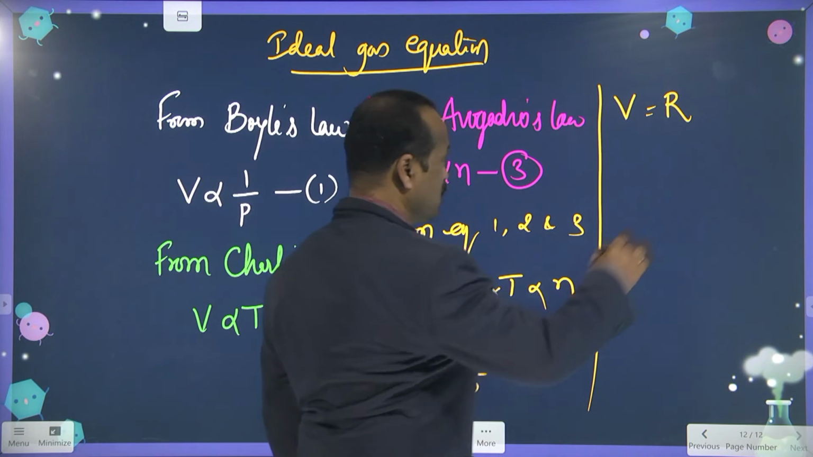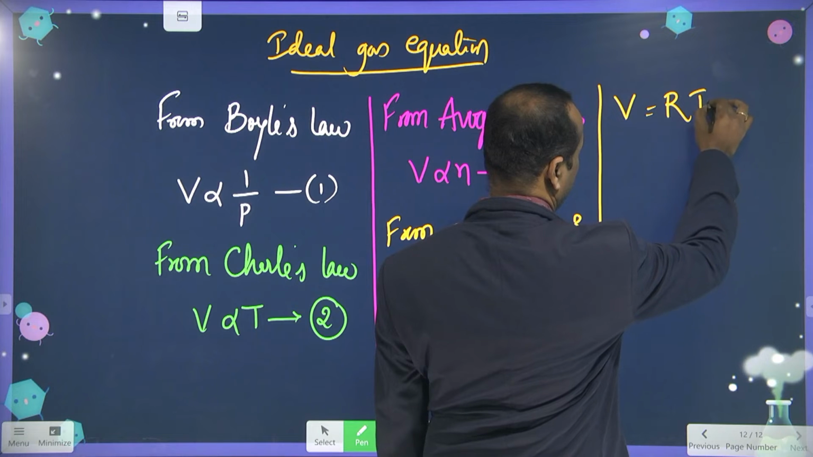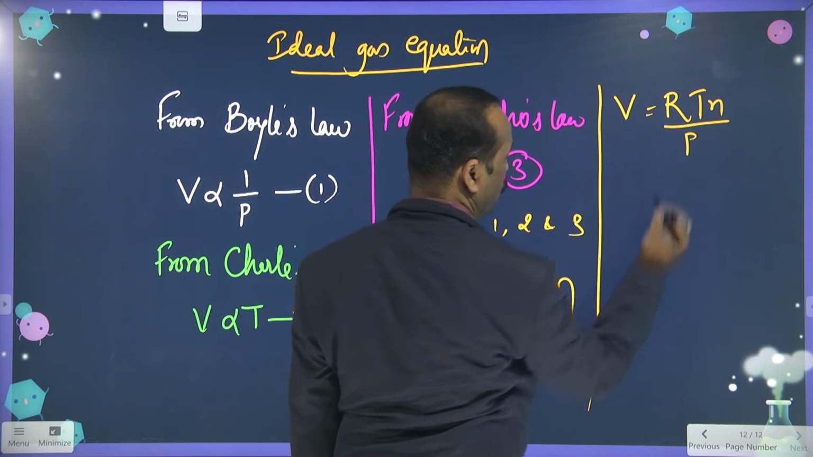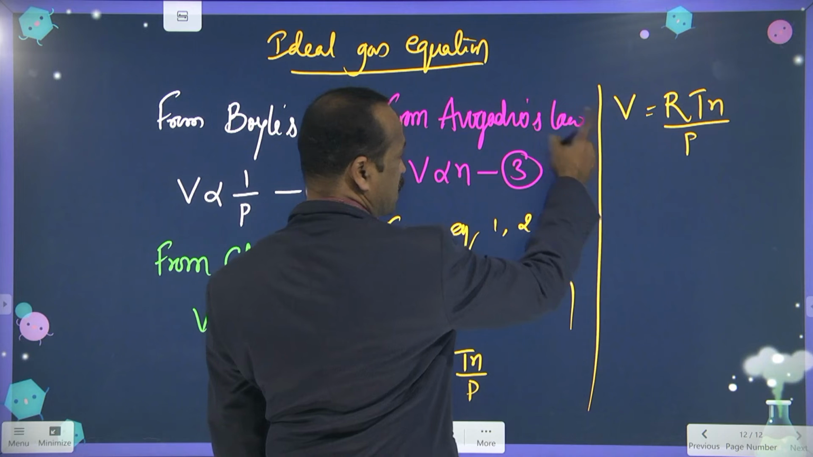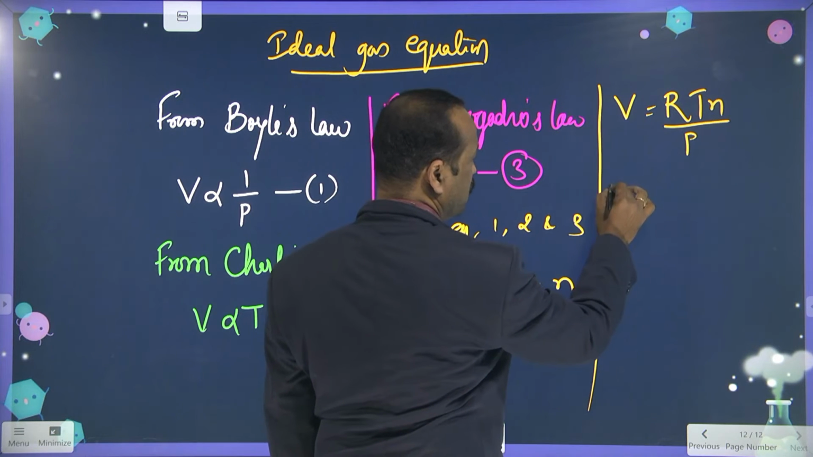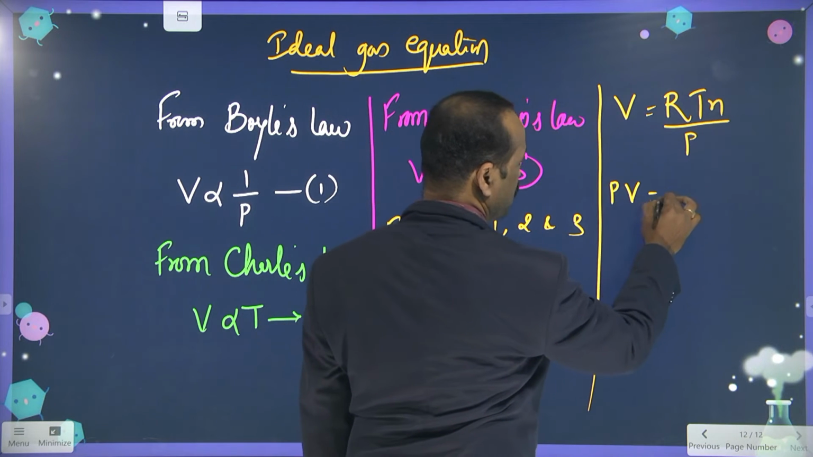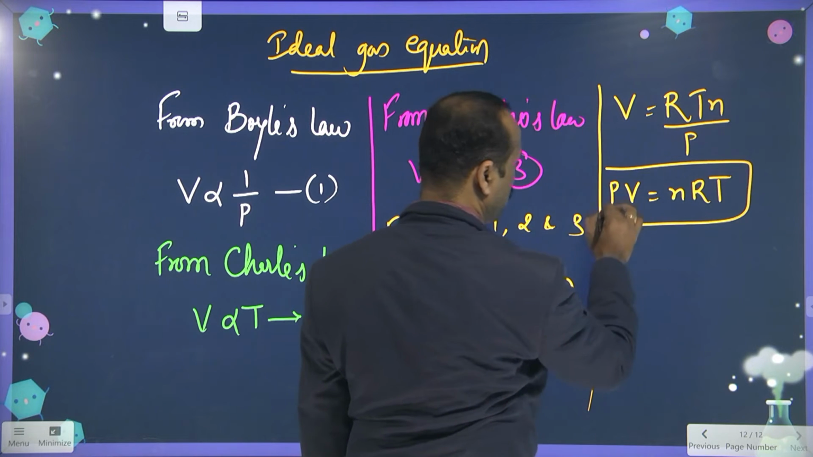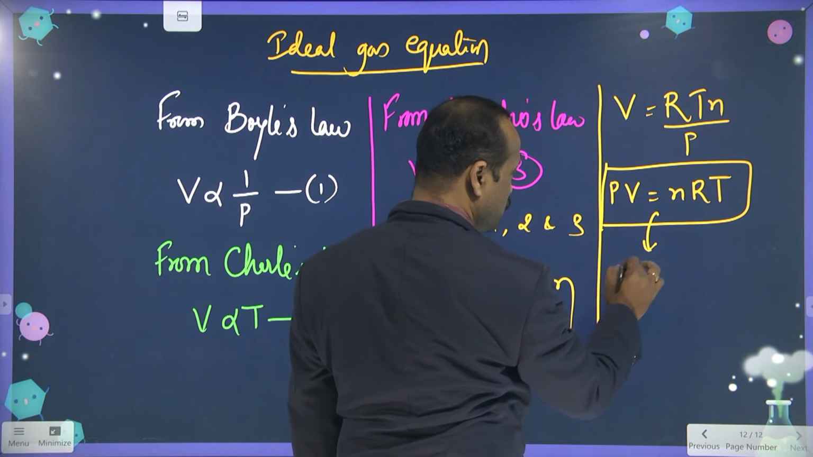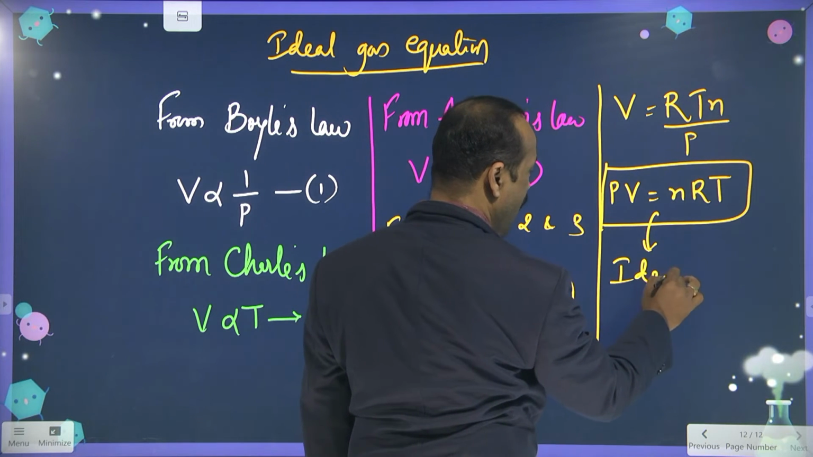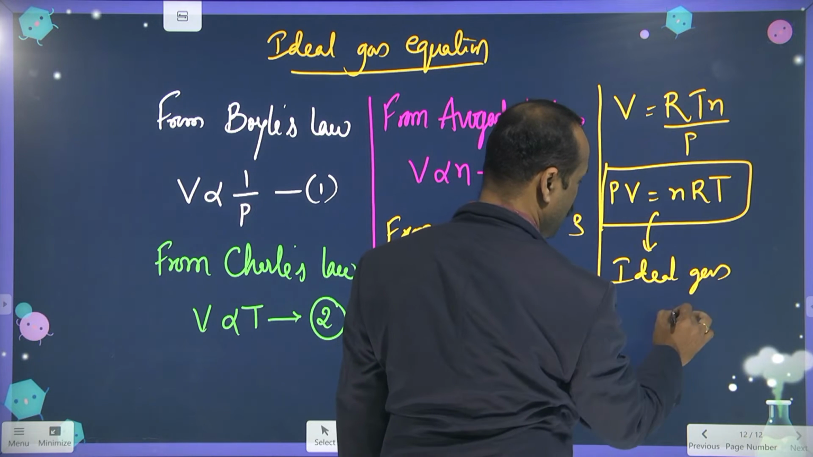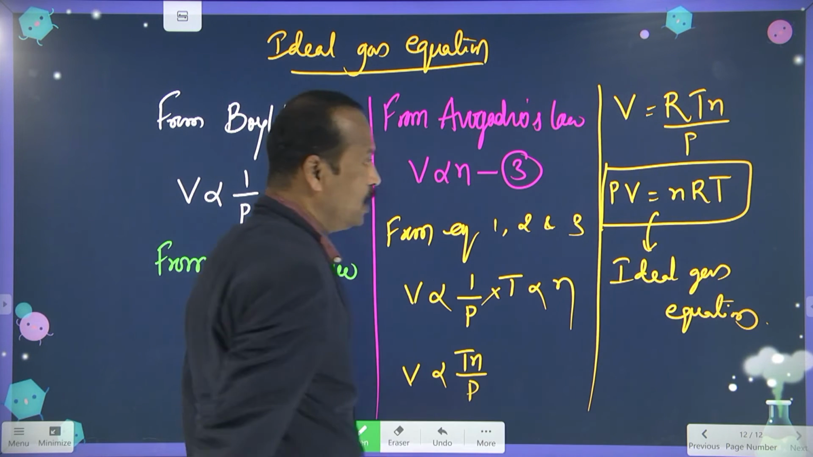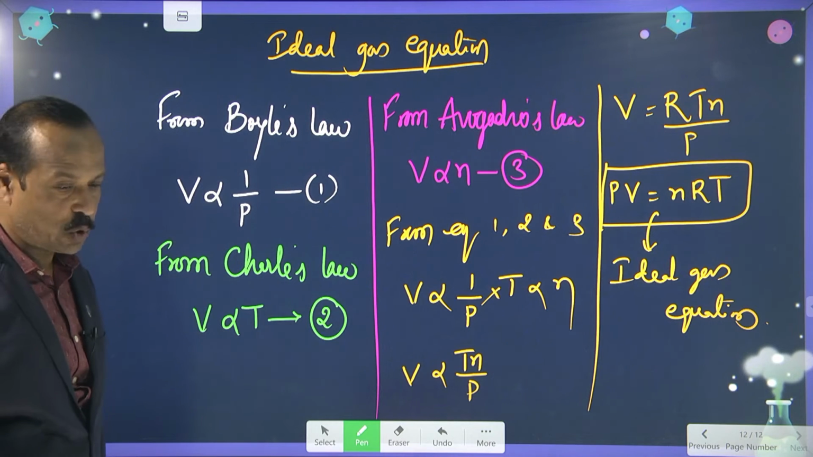R. And this side what is there? Tn. So write it Tn by P. Okay. Now this P bring this side. So in the denominator it comes here to the numerator. So PV is equal to nRT. We are rewriting this one. So we got this one. This equation is called the ideal gas equation. Very, very important one. This is called PV is equal to nRT.